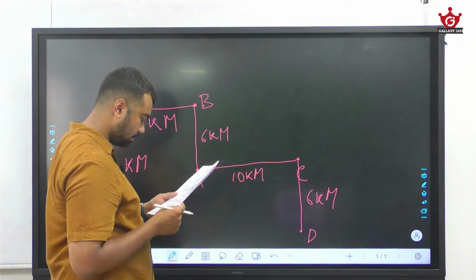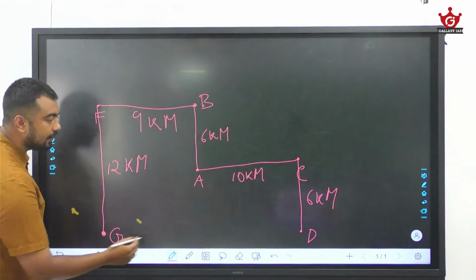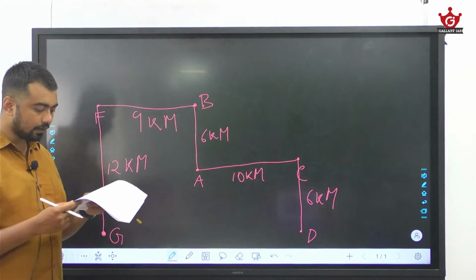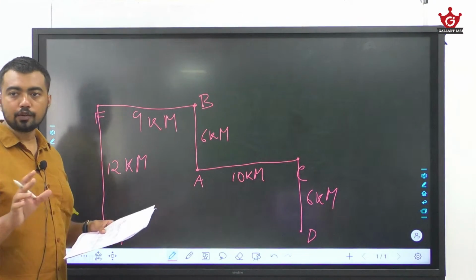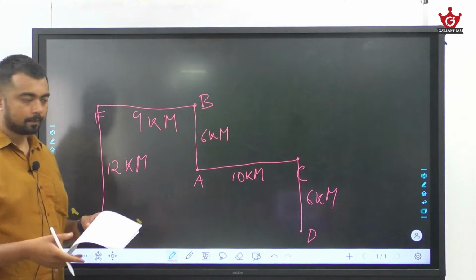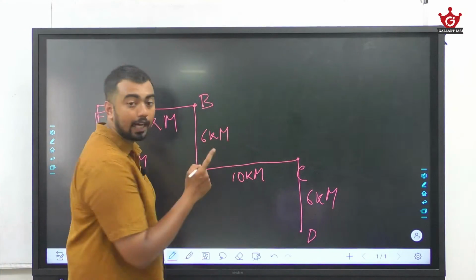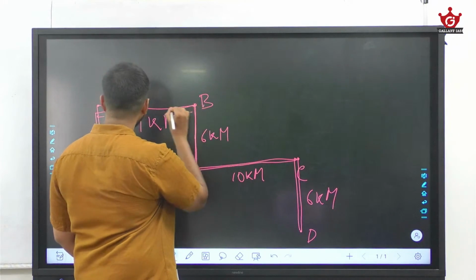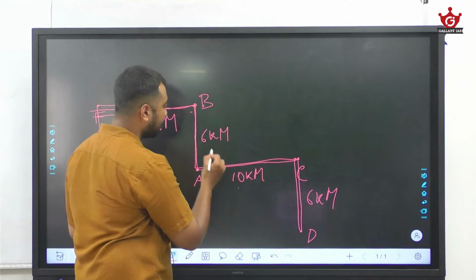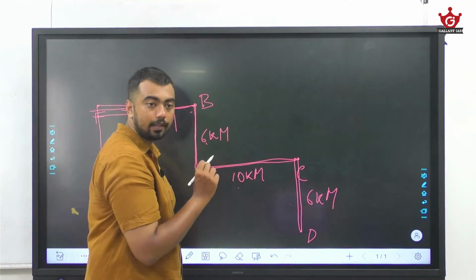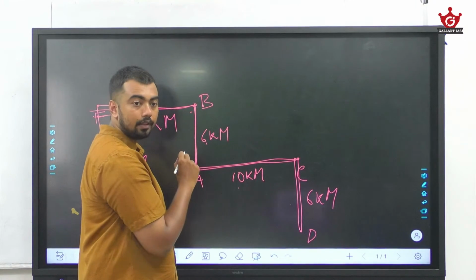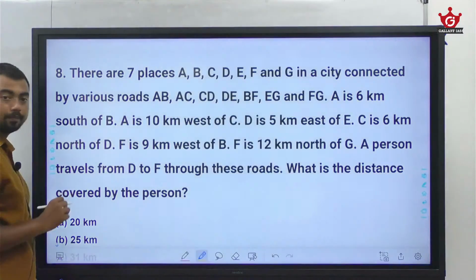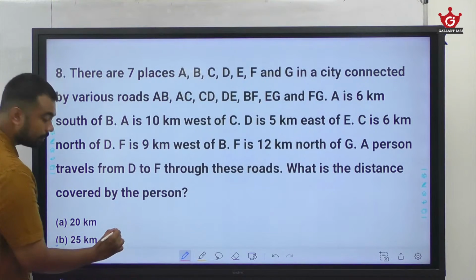D to F. So we could connect these here, but there is no mention of a road called DG. Earlier they were given names of roads, but there is no mention of a road called DG. So if he has to travel from D to F, he has to travel D to C, C to A, A to B and B to F, which is 6 kilometer plus 10 kilometer plus 6 kilometer plus 9 kilometer. What is 6 plus 10? 16 kilometer. 16 plus 6, 22 kilometers. 22 plus 9, 31 kilometers. So the answer is 31.